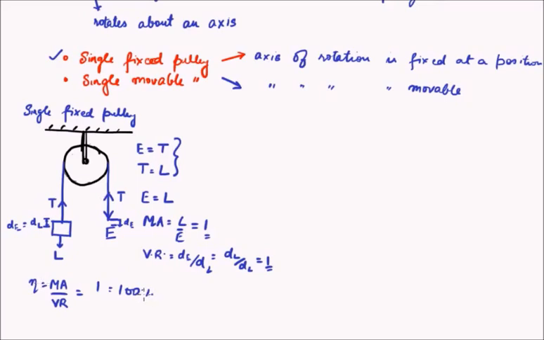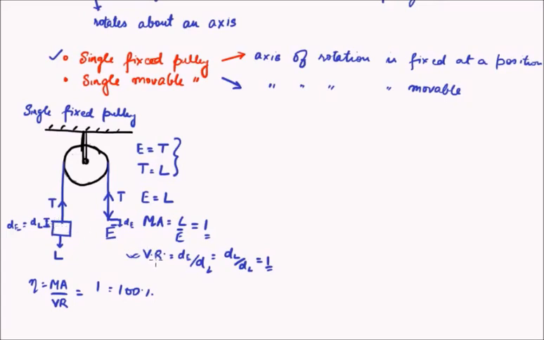But what will be the influence of such frictional and other losses on mechanical advantage and velocity ratio? The velocity ratio will not change, it will be 1. Why so? Because velocity ratio is the proportion of distance moved by effort to distance moved by load, which is always equal to 1:1. Whatever be the frictional losses, the distance moved by effort and distance moved by load are the same, so velocity ratio does not change.